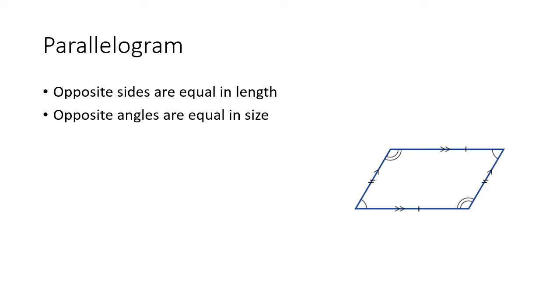The parallelogram shape itself is the one that defines that class. Opposite pairs of sides are equal in length, so we can look at the length of this side here and the length of this side here. We also have opposite angles being equal in size. If we look at this angle here and this angle here, they are equal, and the other pair of angles are equal as well. So that's the definition of a parallelogram.